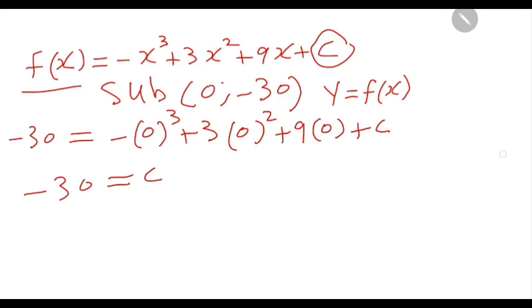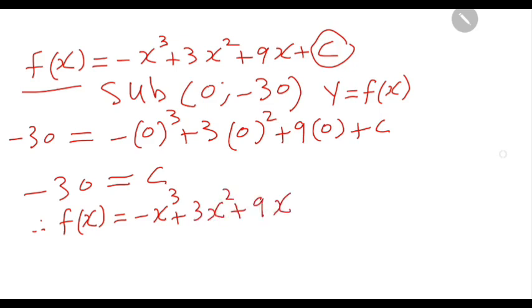So write the final equation of f of x. I'm going to substitute the value of c back into the equation of f of x. So f of x is now negative x power 3 plus 3x squared plus 9x, and the value of c is negative 30. So this is the equation of the cubic graph.